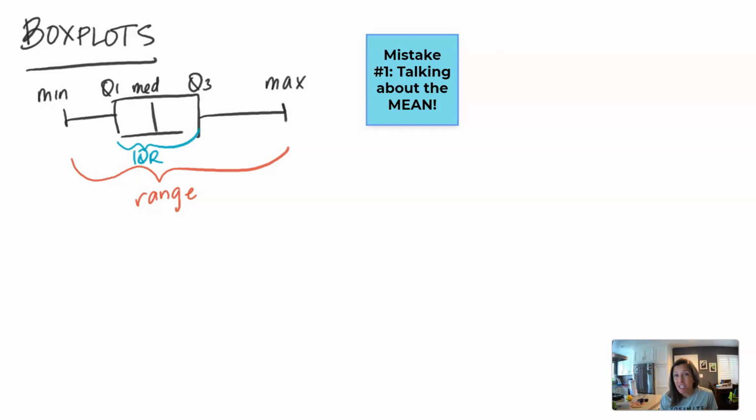We could potentially infer things about the mean. If our box plot looks pretty symmetric, that means our data set's probably symmetric, and we can probably say the mean and median are close. But there's a lot of arguments about whether or not we can even talk about symmetry looking at a box plot. So just don't talk about the mean.